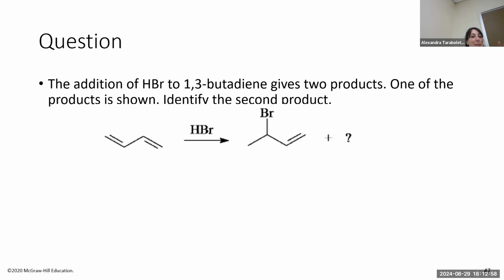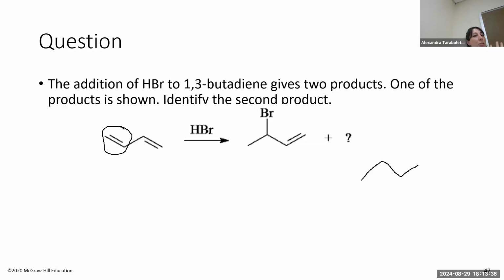Basically, same concept. Here's a diene. We're adding HBr, and it has shown you one of the products. We are missing the 1-4 product. This is the 1-2 product. So good job on correctly identifying which product it is. If you note, it has added to this double bond right here. Okay, the 1-2 product. So what would the other product look like? This is the 1-2 product, but what would the 1-4 product look like?